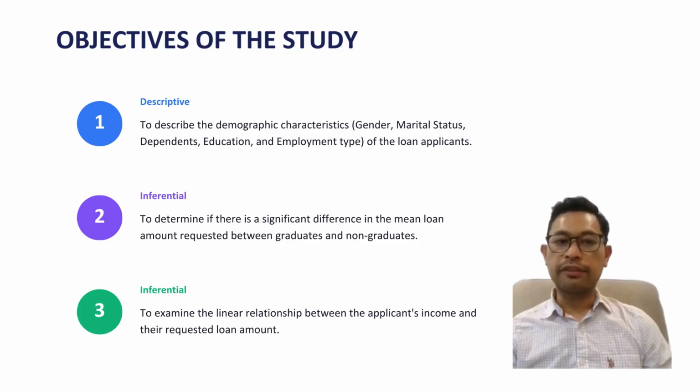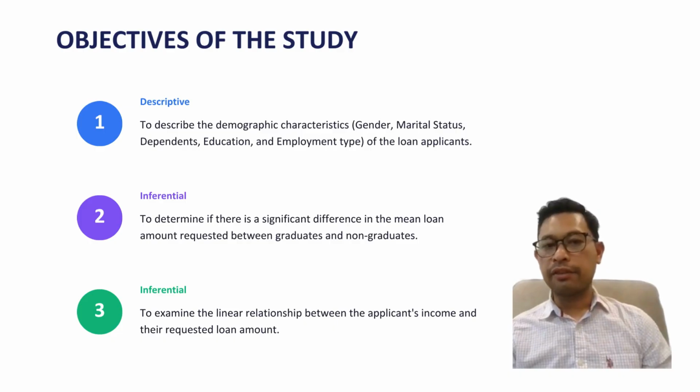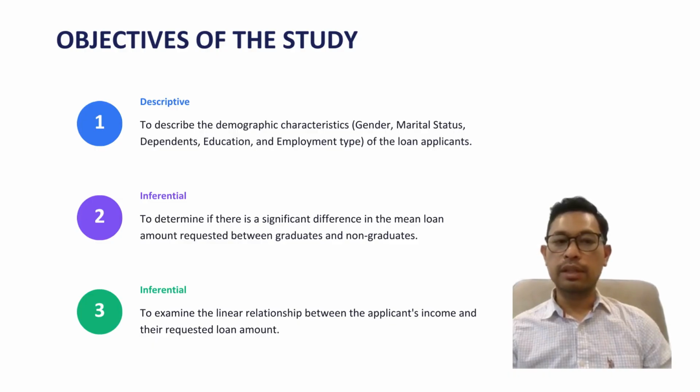Objective 2 is inferential. We want to determine if there is a significant difference in the mean loan amount requested between graduates and non-graduates. This tests the traditional assumption that education level affects borrowing behavior. Objective 3 is also inferential. We aim to examine whether there is a linear relationship between the applicant's income and the loan amount they request. This tests the common belief that higher income leads to a higher loan request.